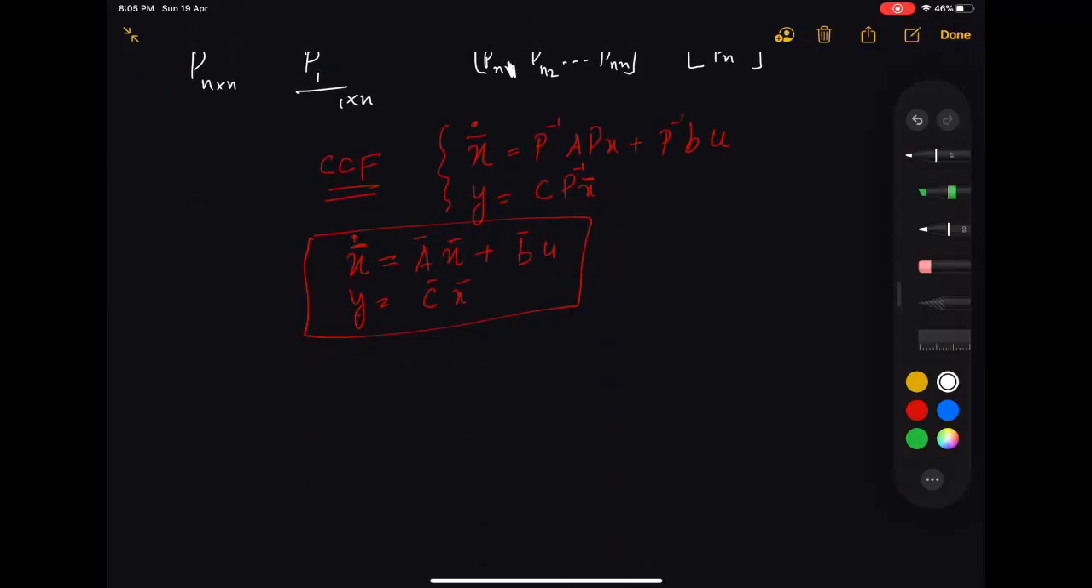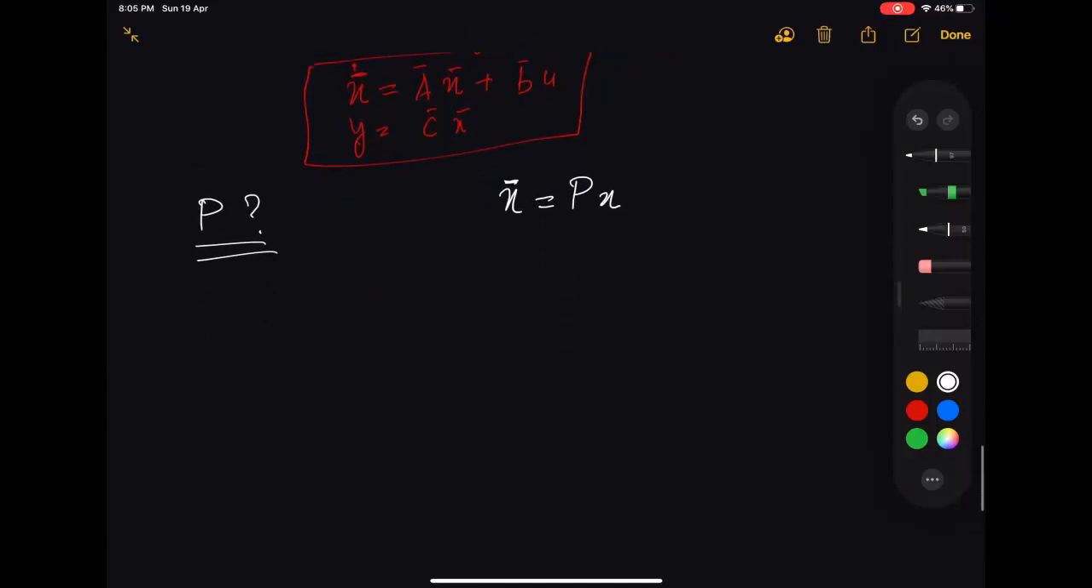Now, what is the transformation P that makes this possible? And is it possible for all kinds of systems? So let us look at this equation that we have written: x bar = Px. We'll work on this equation and try to find out what kind of P converts a system to controllable canonical form.